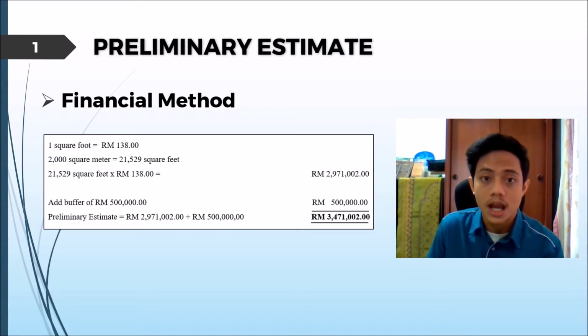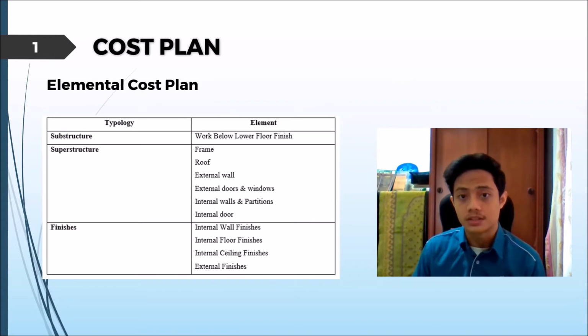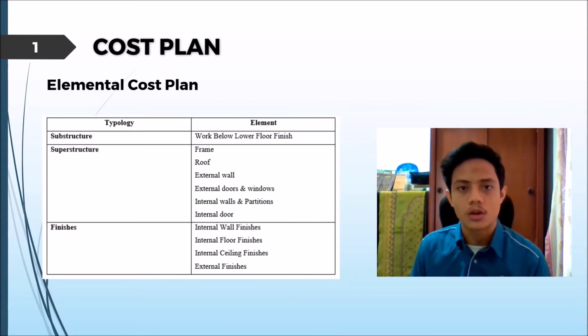For this project, as the quantity surveyor, I've chosen the financial method, where a cost limit is set on the building design, according to the unit of accommodation or rental value. For example, as shown in this slide, the median sale at Rawang to date is at RM138 per square foot. After calculation and based on the financial method of estimating, the preliminary estimate is to be RM3,471,000. After obtaining the preliminary estimate, the next stage is creating the cost plan.